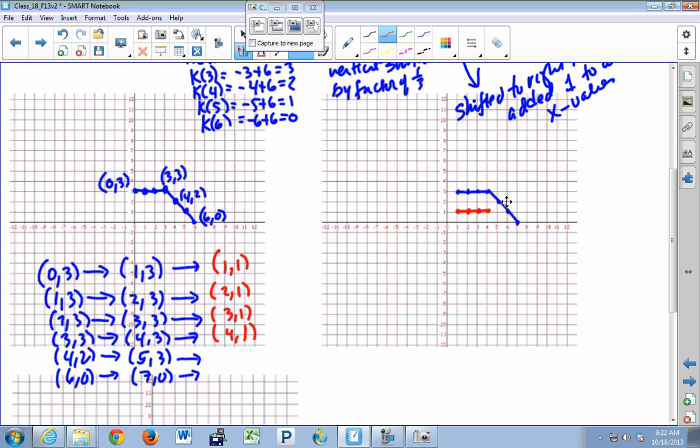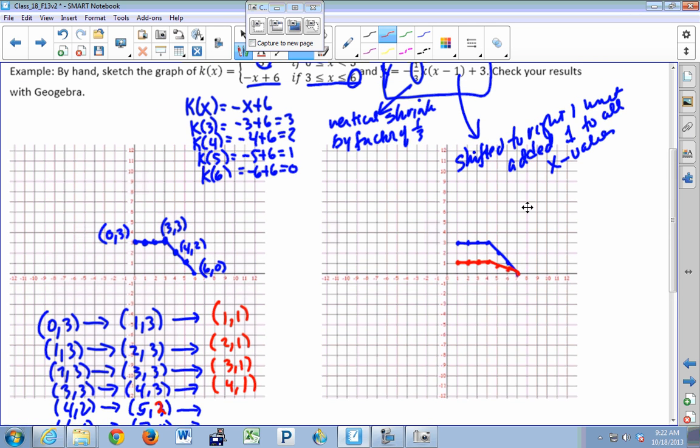I made a little mistake here on this one. At 5, I was at 2. So now I'm going to be 2/3 of the way above the x-axis, about right there. And at 6, I was at 1. Now I'm only going to be 1/3. I can barely get it in there. And then at 7, a third of 0 is 0. So there's my shrink. Okay, taking care of that.